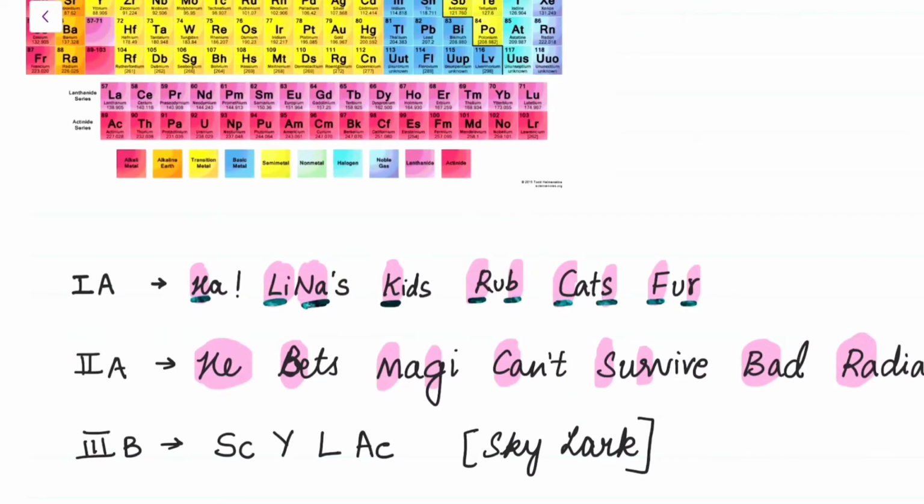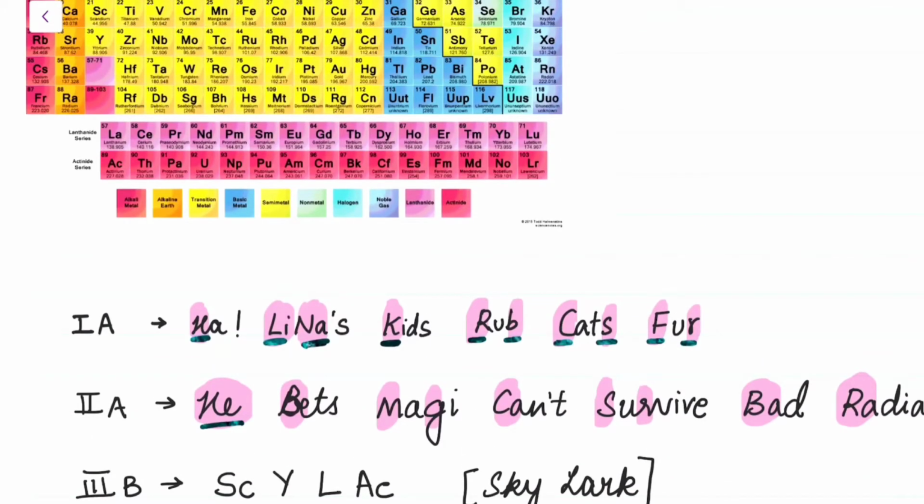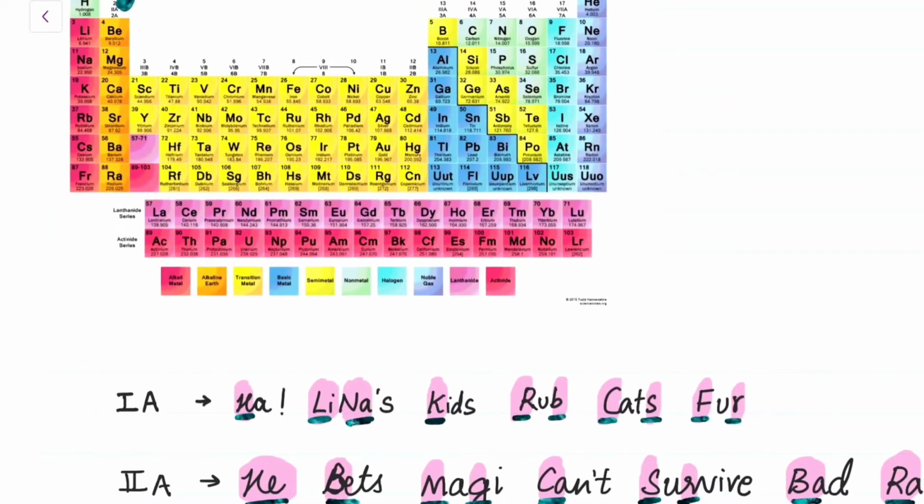So He for helium, Bets, so Be for beryllium, Maggie, so Mg for magnesium, Ca for calcium, Sr for strontium, and survive bad, so barium, and Ra is for radium. So he bets that Maggie can't survive bad radiation. Of course, anyone can't. Alright, so moving on to the 3B group of elements here.